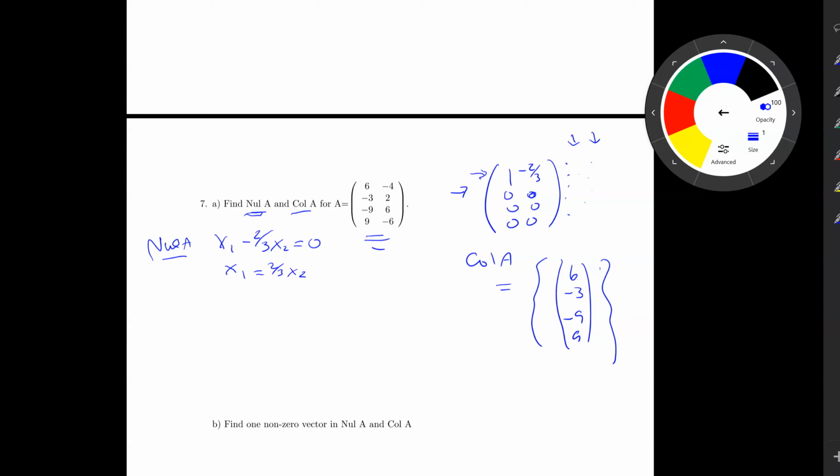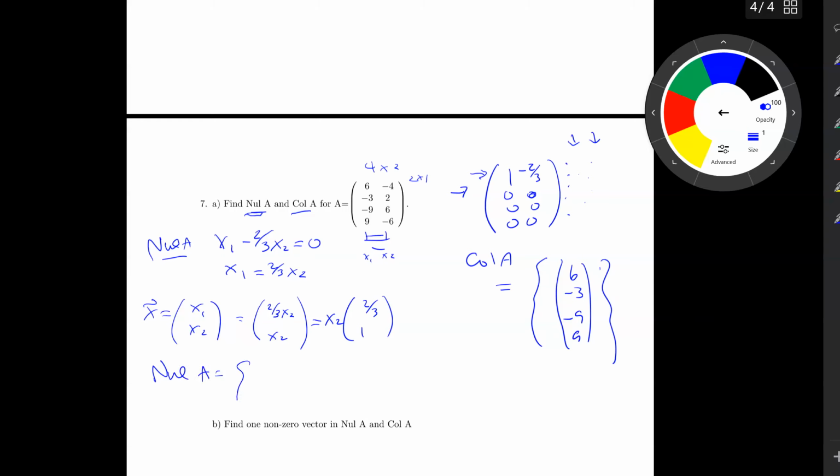So thinking about what the domain vectors are, this is a 4×2 matrix, so it would be multiplied by a 2×1, and since there are just 2 columns, x1, x2, my solution x1, x2 to Ax equals 0 will be from the domain, right? So this is going to be 2/3 x2, x2, so x2 times (2/3, 1). So then the basis for null A will be this vector.